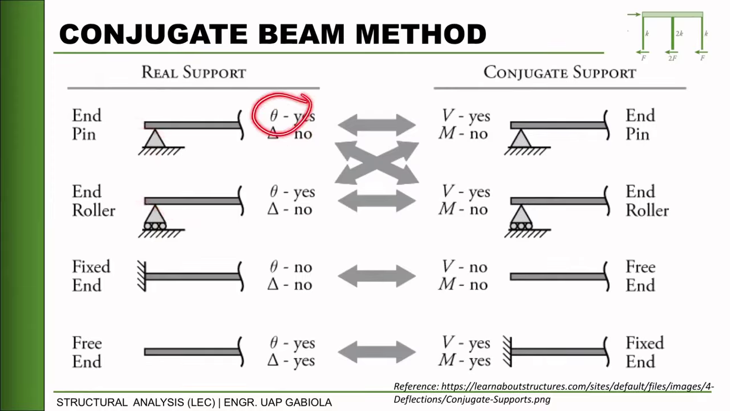So the equivalent of the slope in the real beam is the shear, and the deflection is the moment. If we want the pin to have a slope, it means that in the conjugate beam we want it to have shear. And the shear here is the vertical or transverse load from the support, which is the same as a pin that has no moment. Okay? And the same goes for the roller.